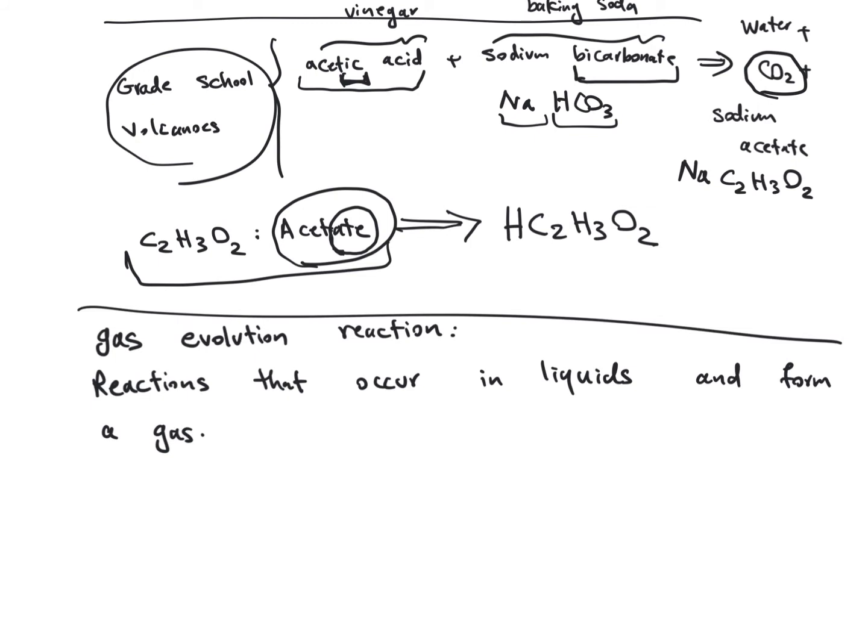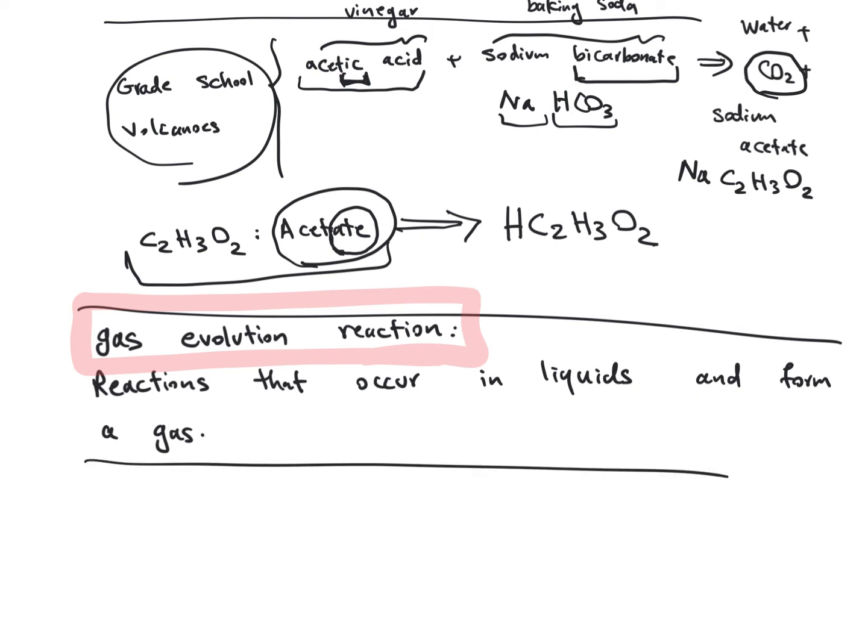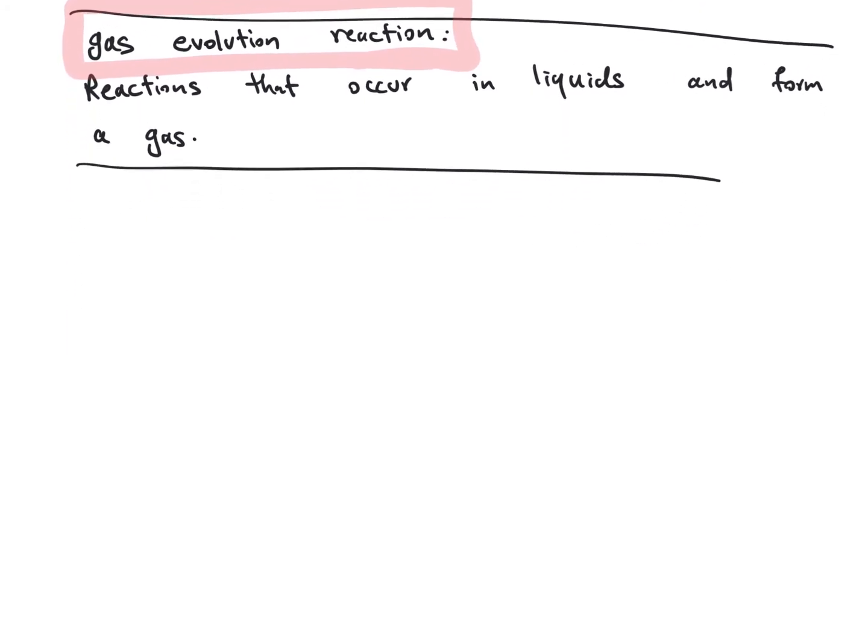So this is one type of reaction, gas evolution reactions. The other type of reaction is kind of like, if you have a piece of wood and you go camping outside and you want to cook something, you have some wood and you make some fire. So basically it's burning things. In general, we call those combustion reactions.